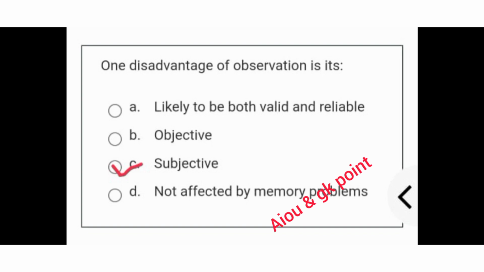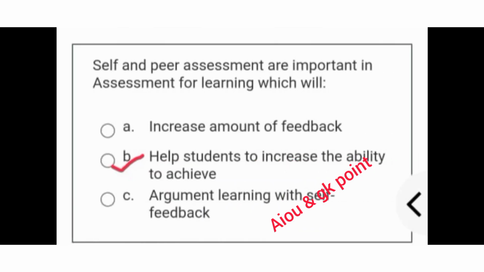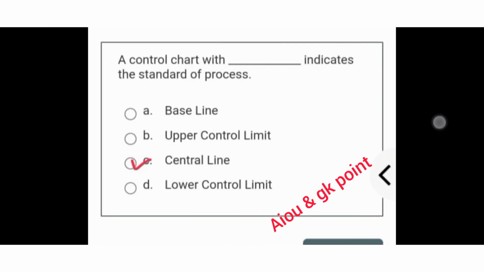Disadvantage of observation is it. Correct option C, subjective. Scientific management is a concept of. Correct option A, Frederick W. Taylor. Self and peer assessment are important in assessment for learning, which will. Correct option B, help students to increase the ability to achieve.